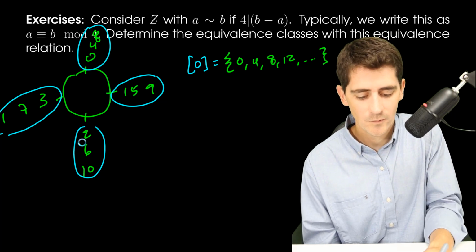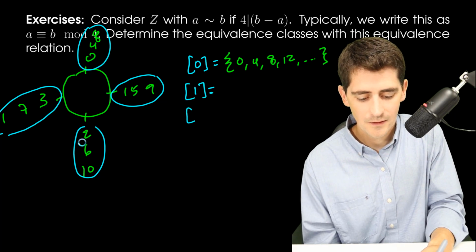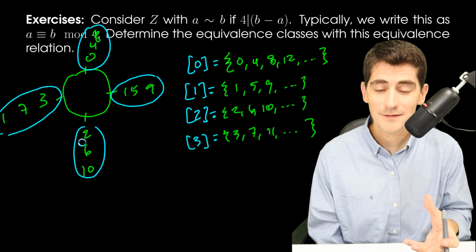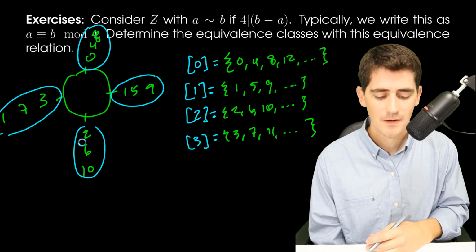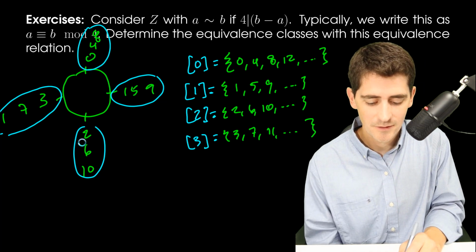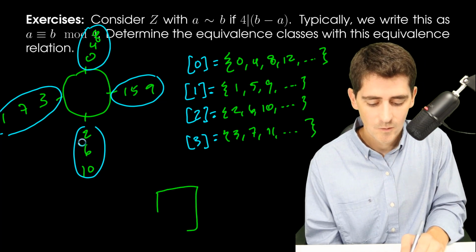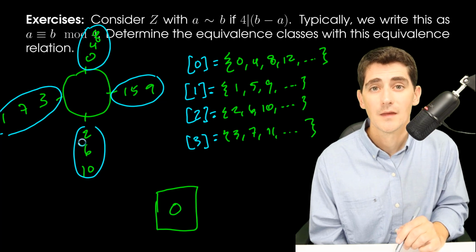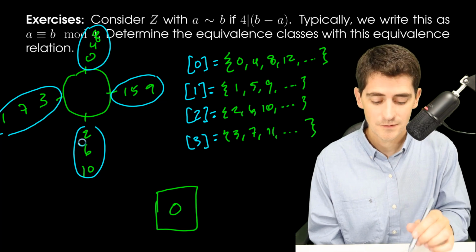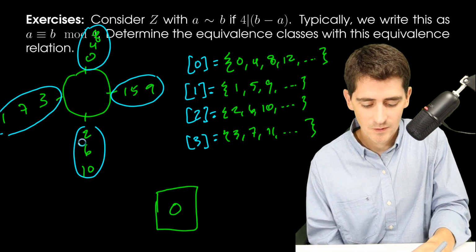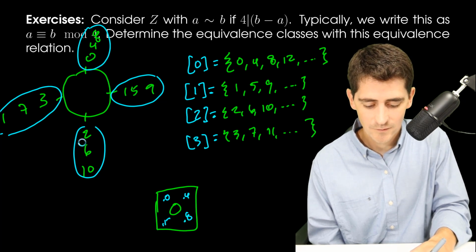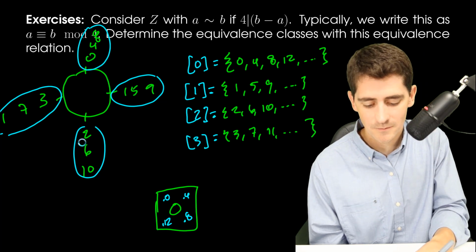And I could play this game with my other values as well. And I have characterized the equivalence classes of congruence mod 4. The way I like to think about this is, we take a box that we label 0, and all the stuff that is congruent to 0 in this context will go in this box. So for example, I put 0 in there, and 4's in the box, and 8's, and 12's, and 16's in the box, and so on and so on.